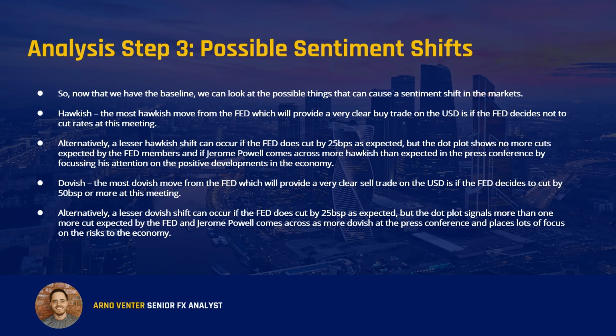Alternatively, a lesser dovish shift can occur if the Fed does cut by the 25 basis point as expected, but the dot plot signals more expected rate cuts by the Fed members in the coming months. And if Jerome Powell comes across more dovish than the markets are expecting at his press conference, and places a lot of focus on the risks to the economy from the trade war, and chooses rather to focus on the negative aspects like manufacturing instead of the positive aspects that we saw recently.